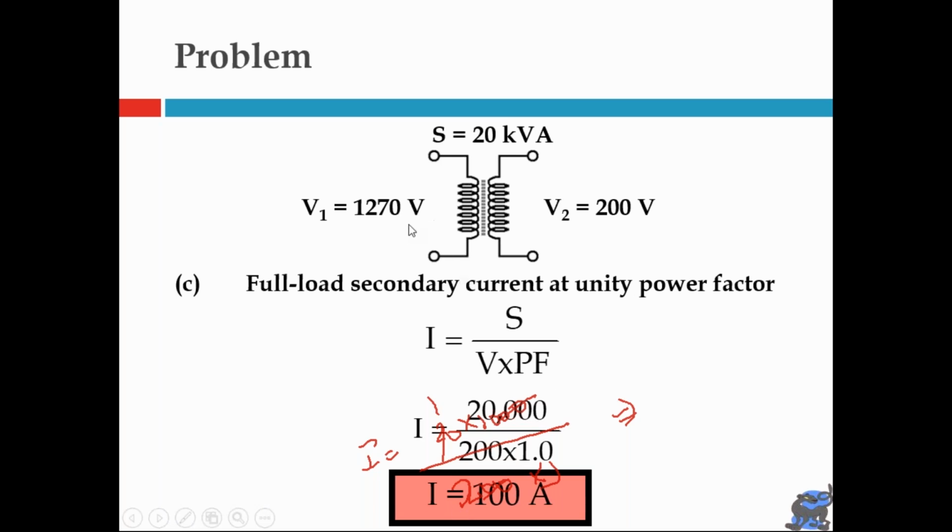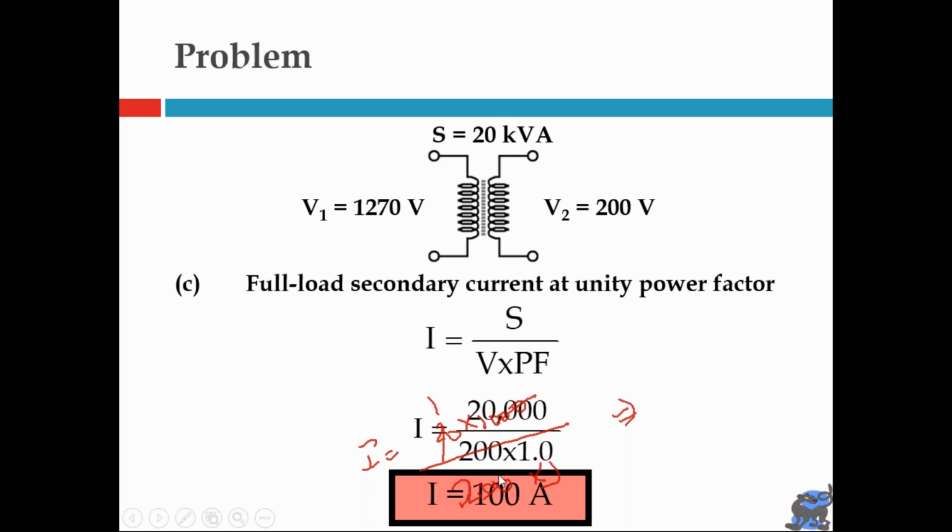If you observe, the primary has the higher voltage and the secondary has the lower voltage. I already said that in the transformer the voltage and current relation is inversely proportional. If the voltage is high, the current will be low. If the voltage is low, the current will be high. Here the secondary voltage is low, that's why we got a larger secondary current.